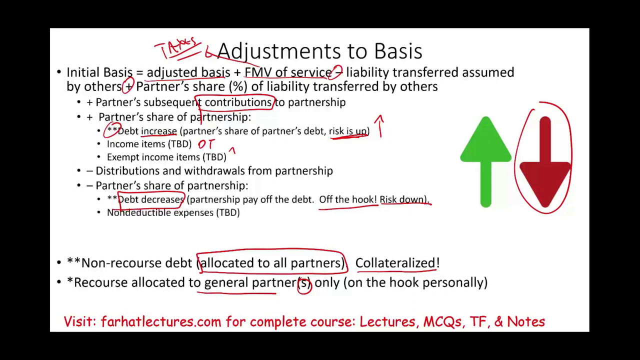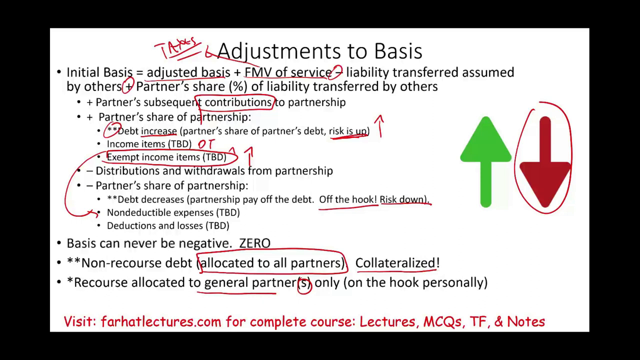Your risk is higher. Non-deductible expenses, just like exempt income, also affect your basis, like interest on investment in municipal bonds. It's non-deductible. Nevertheless, it's going to reduce your basis. Other deductions and losses, we'll talk about those later. Now, bear in mind, basis can never be negative. Your basis could go down to zero.